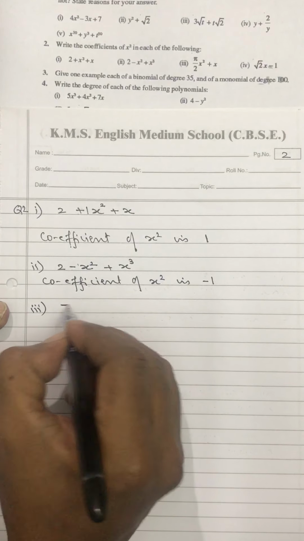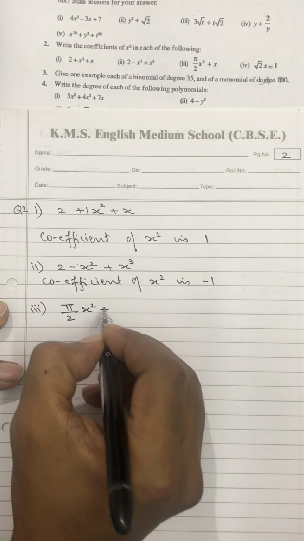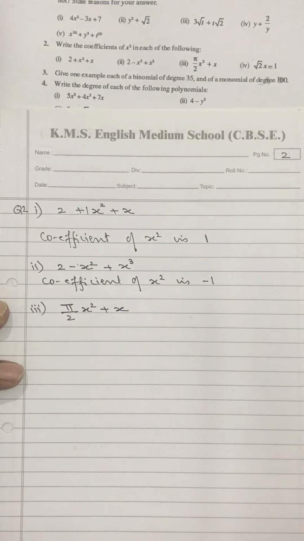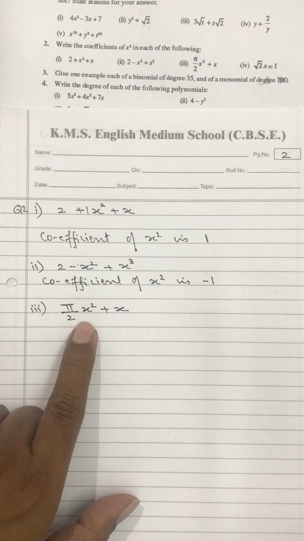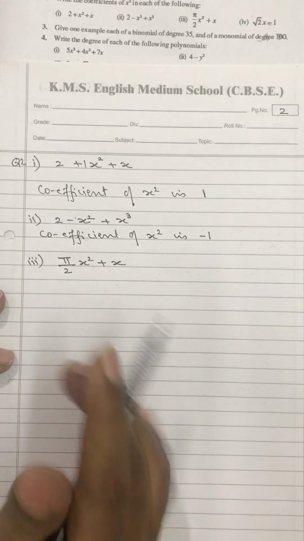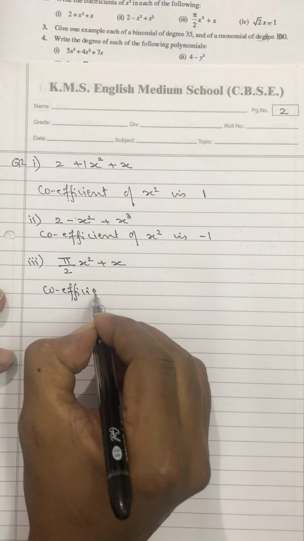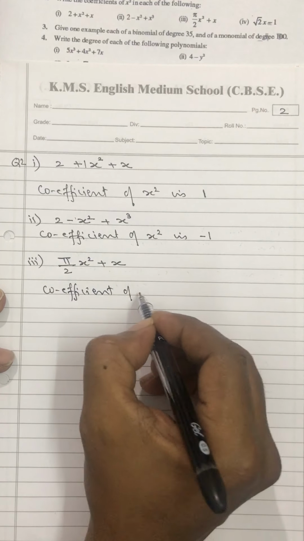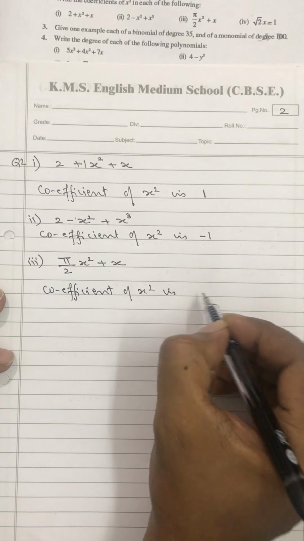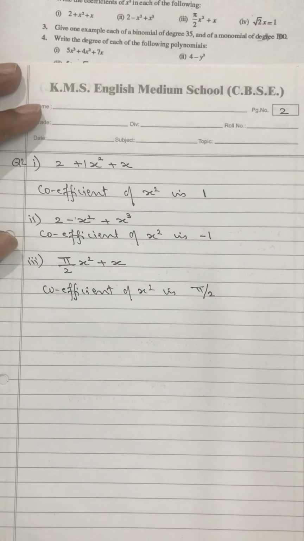Third question, pi upon 2 x square plus x. Now this is your x square. The number which is multiplying with x square is this, pi upon 2. So you'll again say the coefficient of x square is pi upon 2.